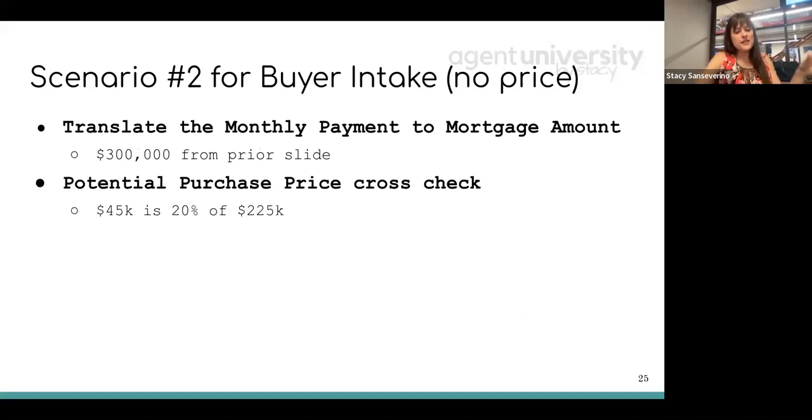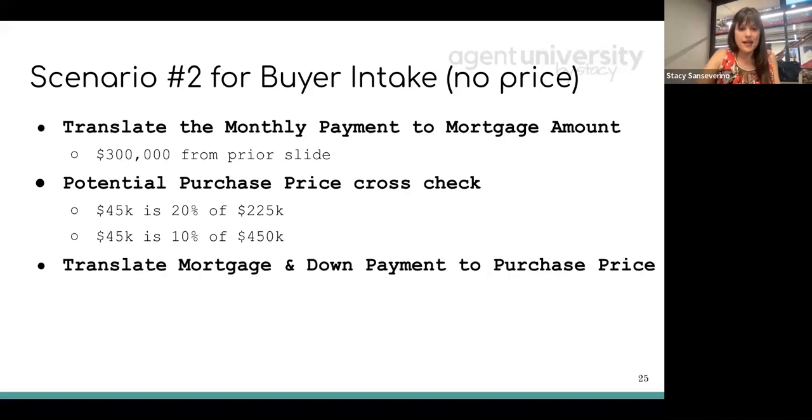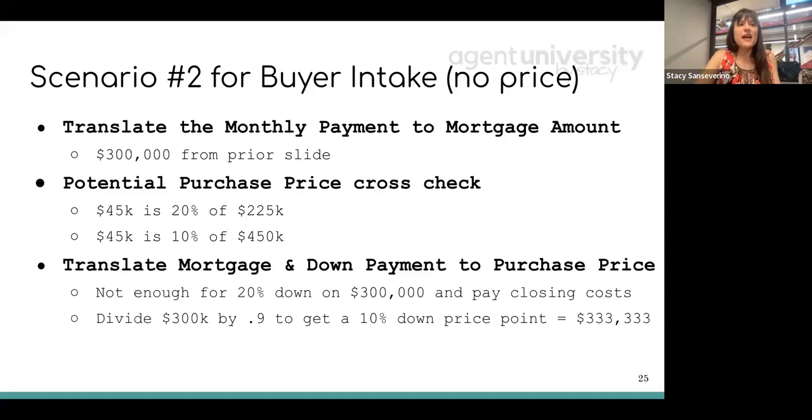Now the potential price point, before we looked at 225 to 450. So clearly at 300,000, they're not going to have enough for 20% down. That would be 60K. They could certainly afford 10% down. So we're just going to go for the 10% down scenario. So we're going to divide 300,000.